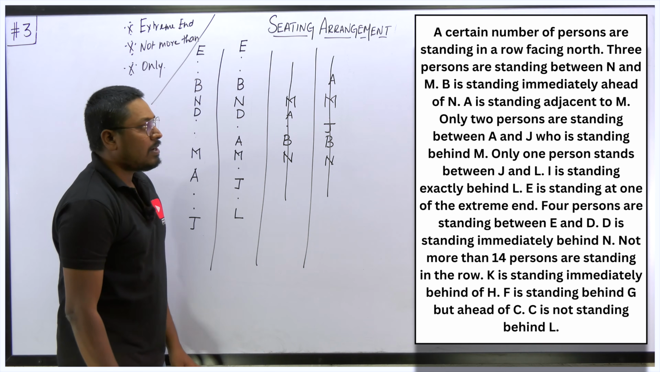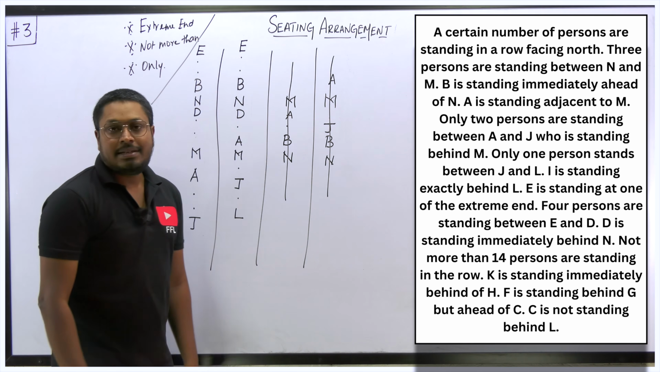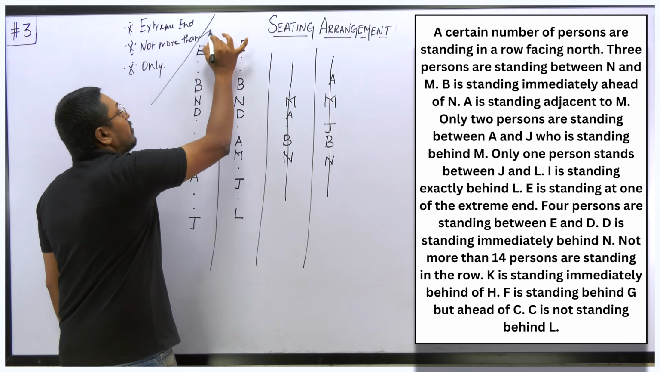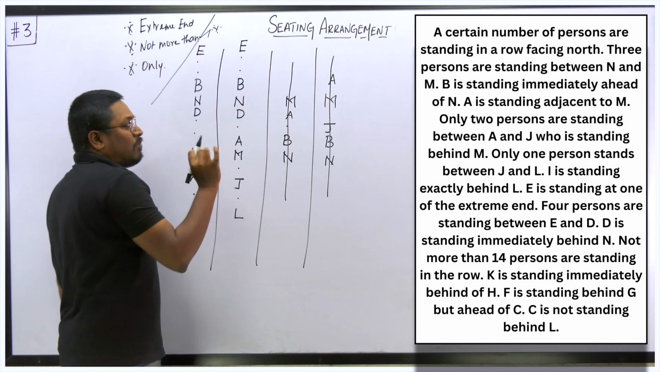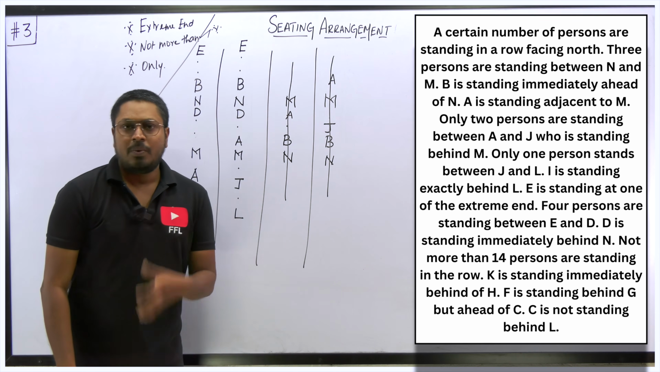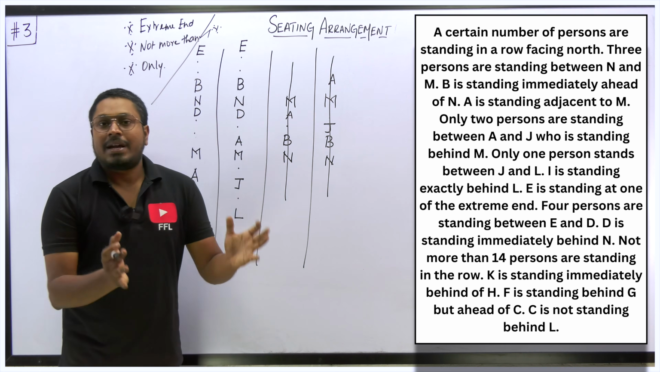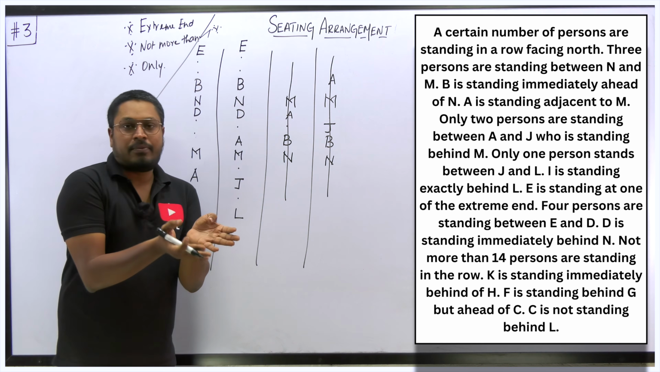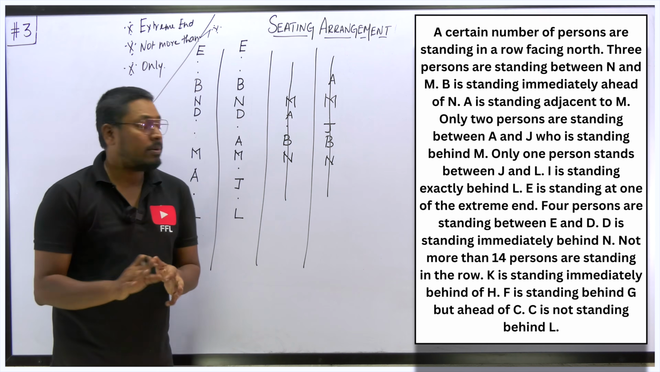What about the next point? So not more than 14, just here, not more than, right? So see this point. So these kinds of points are more important. Not more than 14 persons are standing in a row. What is the meaning of it? So the row should contain not more than 14. Either it can be 14 or below 14, but it should not be more than 14.